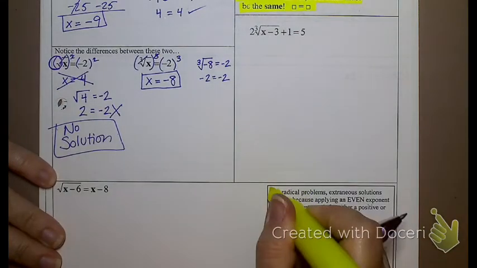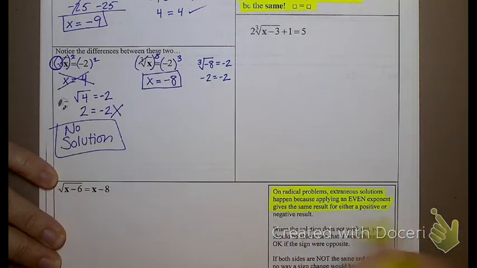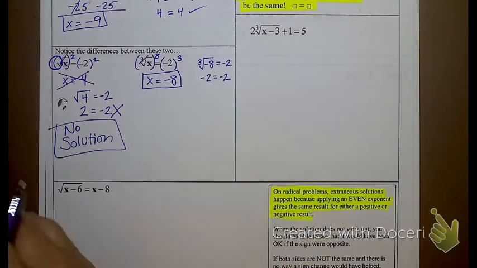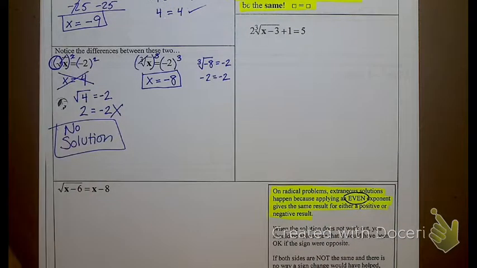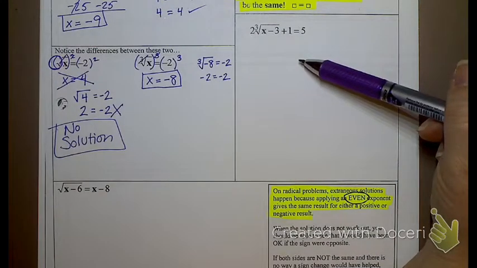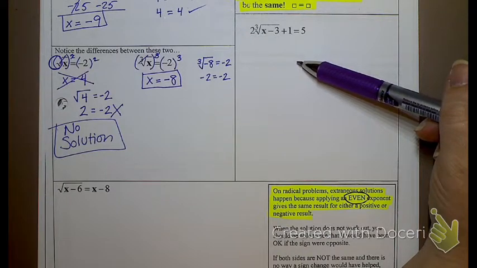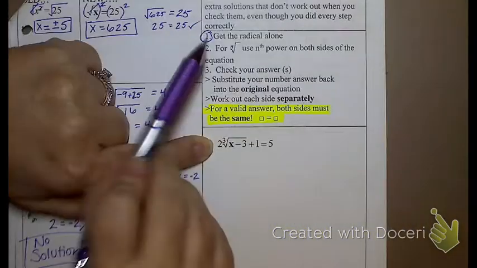And that's kind of summarized right here. If you remember this, you can save yourself some time. On radical problems, you only need to check your answer on the even index problems. Again, if you forget that, check all of them. It'll cover your bases. But if you remember that, you can save yourself some time. So, if I were to look at this one, am I going to need to check my answer here? No, because it's a cube root. Odd index.